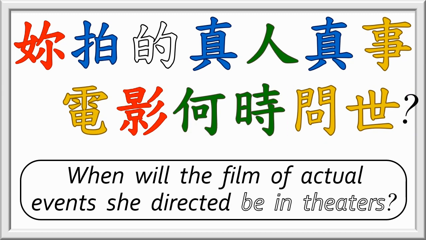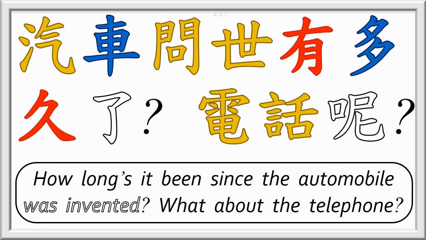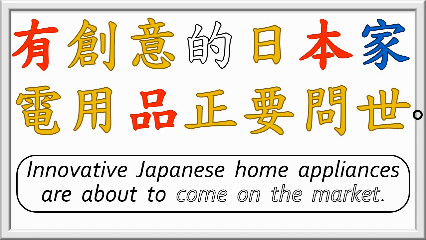你拍的真人真事电影何时问世？When will your film of actual events appear in theaters? Or, when will it premiere? 汽车问世有多久了？电话呢？How long ago was the automobile invented? What about the telephone? 有创意的日本家电用品正要问世。Innovative Japanese home appliances are about to come on the market.